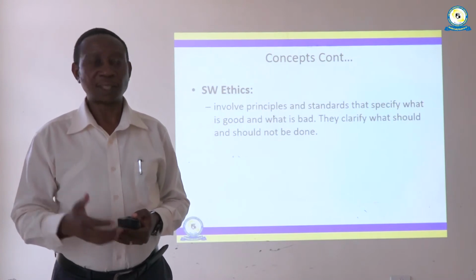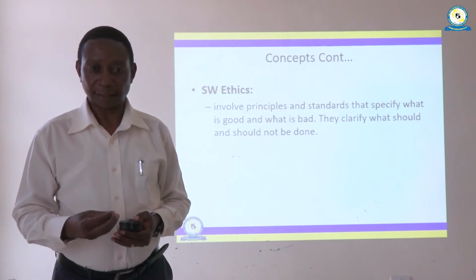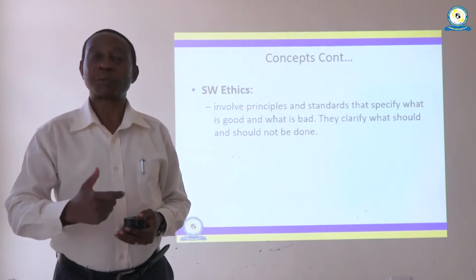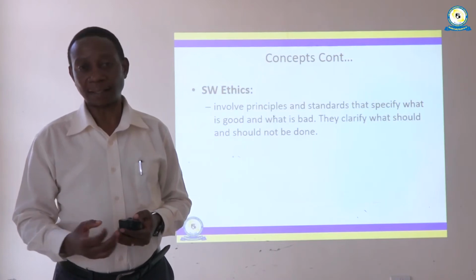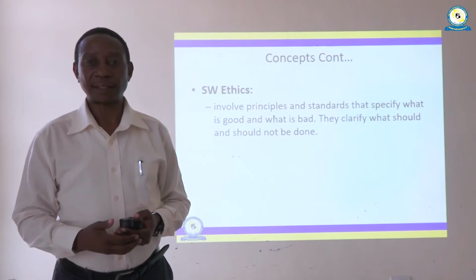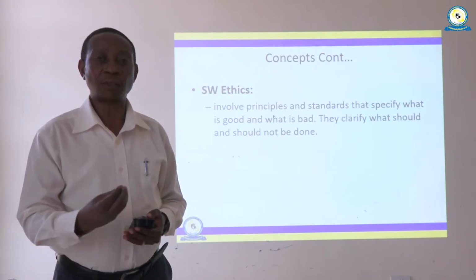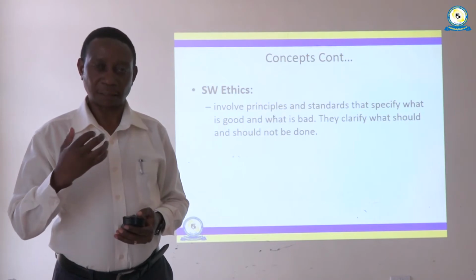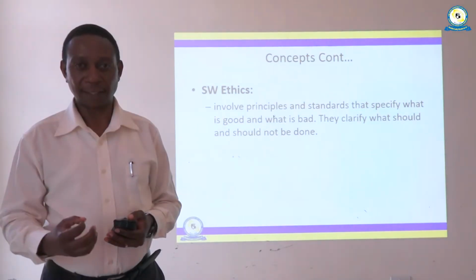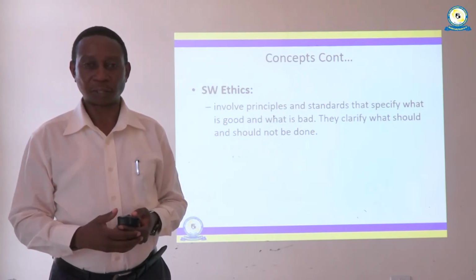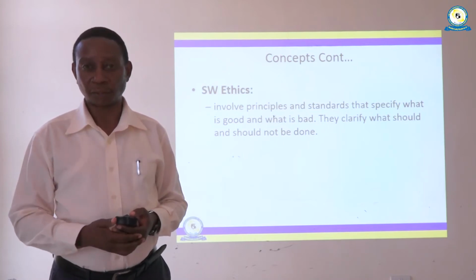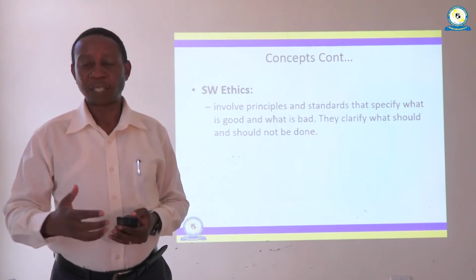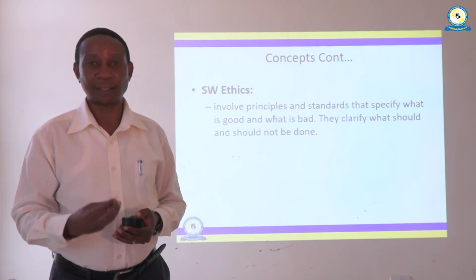Social ethics also involves the principles and the standards that specify what is good and what is bad. It clarifies what should be done and what should not be done. When we are providing services to the client, when we are helping clients to solve their own problems, empowering, providing counseling and so on, we need to adhere to the code of ethics, to the standards of the social profession, to the principles of the social profession. There are things that should not be done and there are things that should be done when we are providing services to the clients. And these are social work ethics.